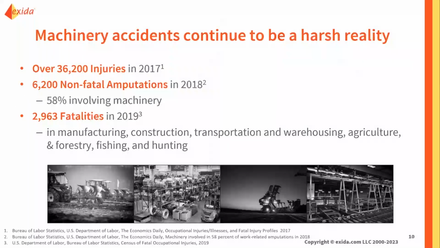And the reality, though, is that machinery accidents continue to happen at a high rate. In 2017, there were over 36,000 injuries in the US alone. In 2018, there were over 6,000 non-fatal amputations, with the majority of those involving machinery and machinery applications. And in 2019, there were nearly 3,000 fatalities in machinery-related industries like manufacturing, construction, transportation and warehousing, and agriculture. And so we see, even though there's this idea that we've already tackled the problem, the incident statistics don't really back that up.